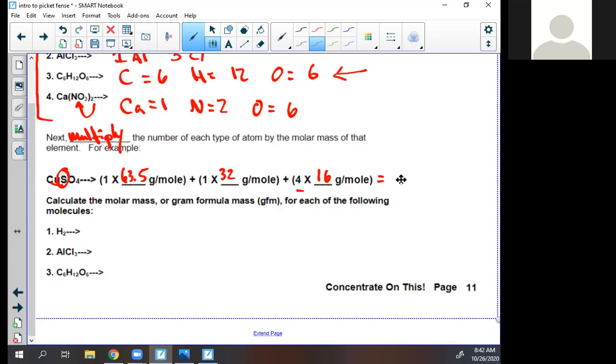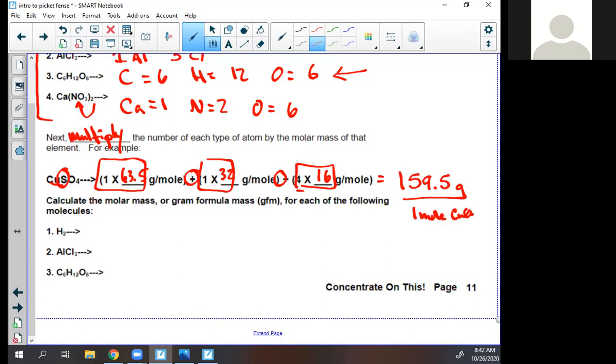So we add all this up. Is it 159.5? 157.5? It's been a while. Did anyone already do it? It's okay. You times and add. 1 times 63 plus 1 times 32 plus 4 times 16. What did you get? Oh, 159.5. And that's grams per 1 mole CuSO4.